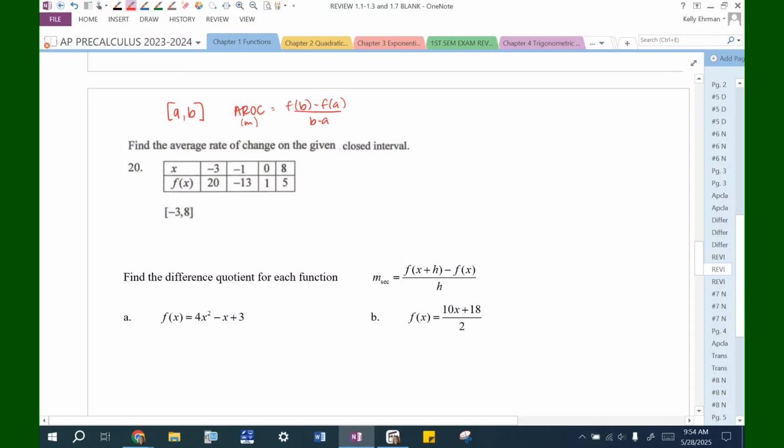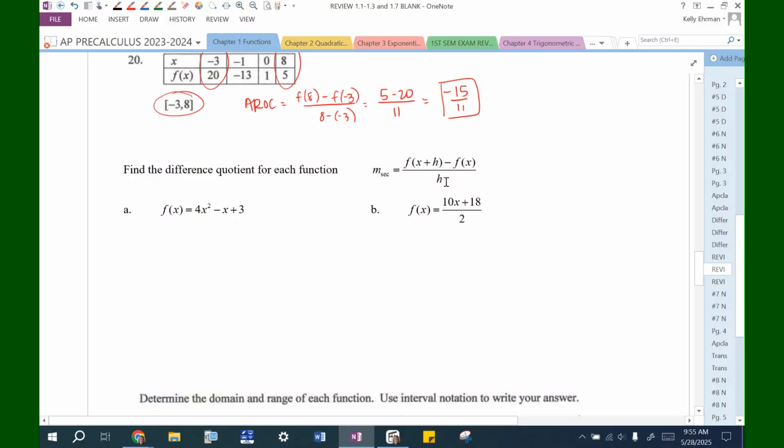So here's our table. I want the slope between -3 and 8, so use just these 2 points. AROC is equal to f of 8 minus f of -3 over 8 minus -3. That's 5 minus 20 over positive 11. That's -15 over 11.